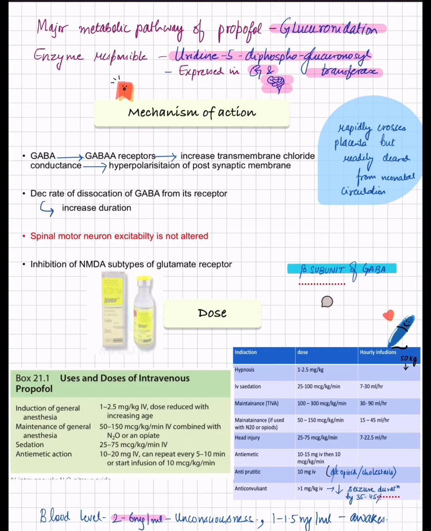Coming to dose, I'll tell you the easier way to remember. See, the antiemetic dose of propofol is 10 to 20 mg. You multiply it by 2, the dose of sedation comes. Multiply by 2 again, maintenance of general anesthesia, 1 to 2.5 mg per kg. We have the induction dose. You can always remember the other doses. These all are present in Miller's.